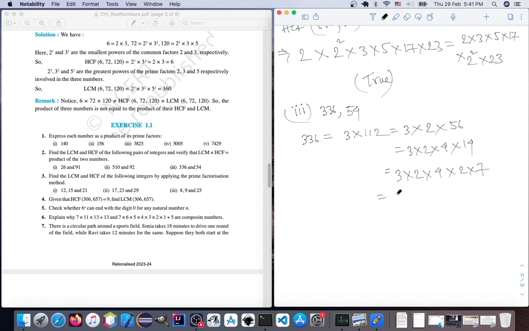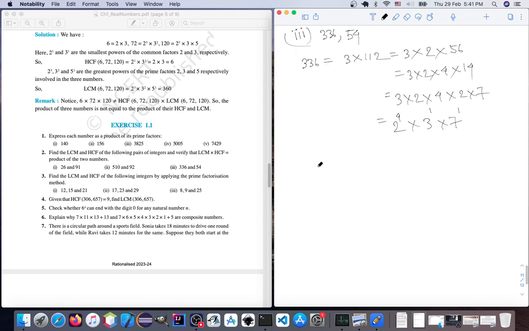If we now arrange the prime factors in ascending order and combine the similar primes, we get 2, 2, and over here 4. So we have 4 2's. So 2 to the power 4 into 3 to the power 1 into 7 to the power 1. Now 54 is 2 into 27, and we know that 27 is 3 cube. So 2 to the power 1 into 3 cube.